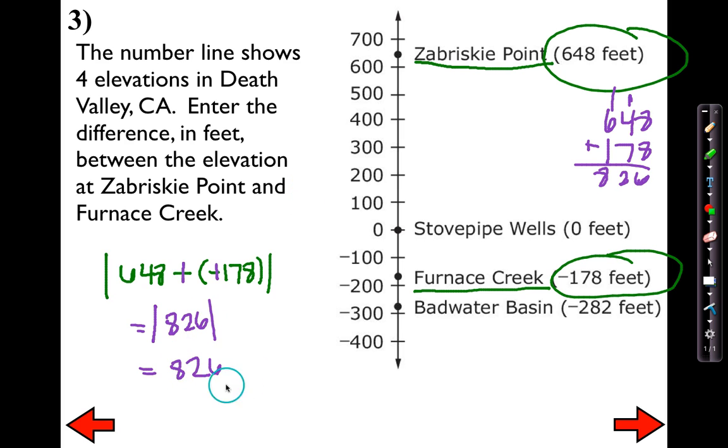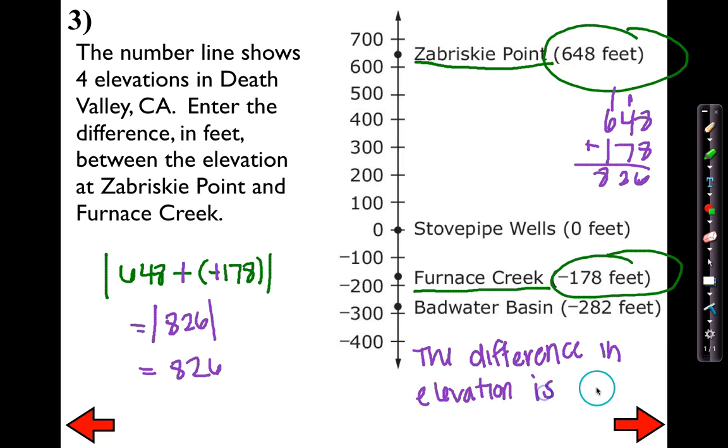But we need to remember, we need to answer the question. We shouldn't just give a number. It says, enter the distance in feet between the elevation at Zabriskie Point and Furnace Creek. The difference in elevation is, let's write it down, is 826 feet. A lot of students will do the math and give me a number, but often forget the unit. So it's important to remember it is in feet.